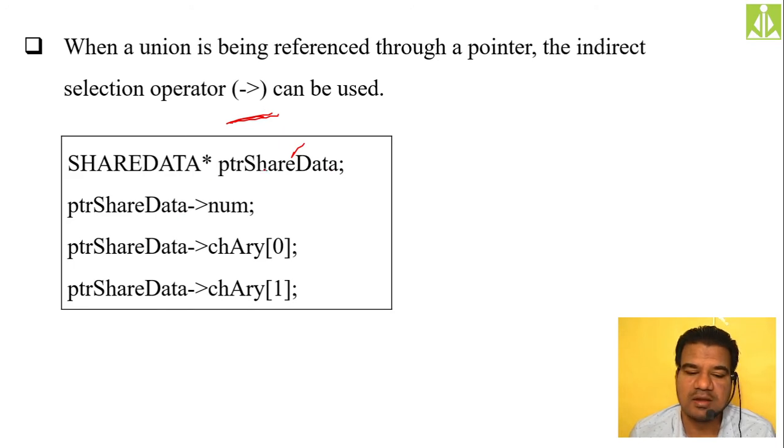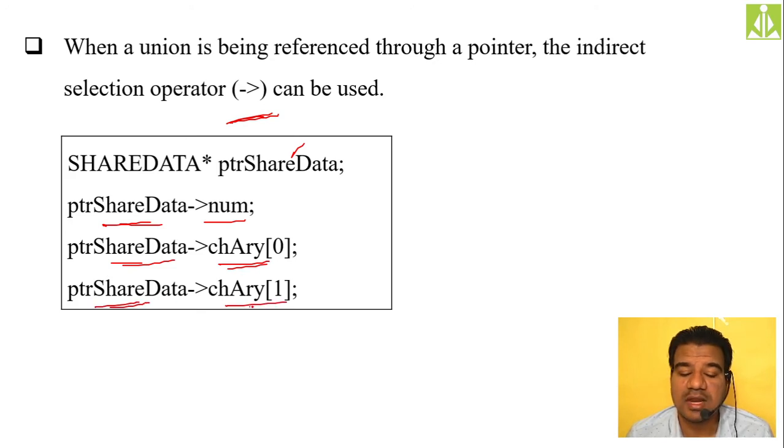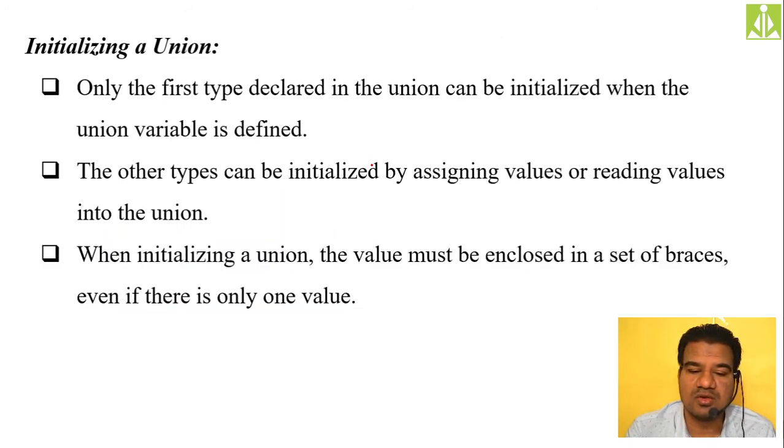So when you have a pointer, and you store inside it a union variable, then pointer arrow num, pointer arrow character array of 0, and pointer arrow character array of 1. Like this you can access all three fields from the union using the arrow operator, that is the indirect selection operator. It is the same as with structures.